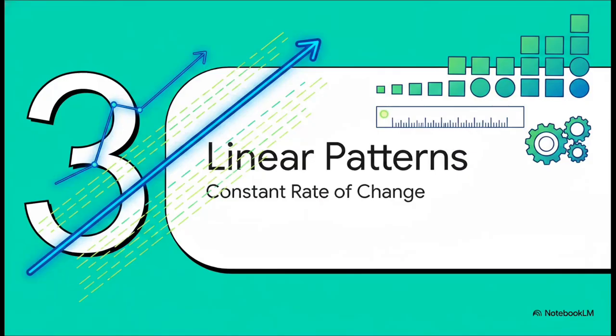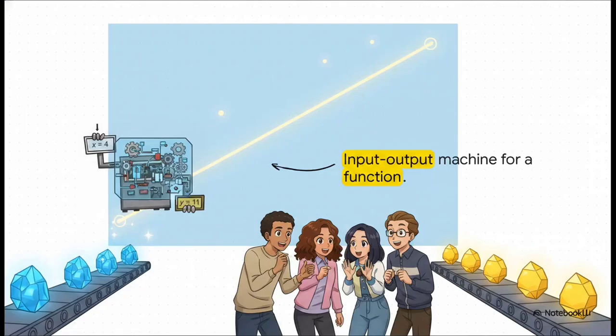All right, section 3, spotting linear patterns. It really helps to think of a linear polynomial like a highly predictable factory machine. You feed some raw material into it, the machine processes it, and out pops a finished product. If our machine is programmed with a specific function, y equals 2x plus 3, and we input an x value of 4, well, the machine multiplies that 4 by 2 to get 8, adds 3, and perfectly outputs an 11. And here's the beauty of it.